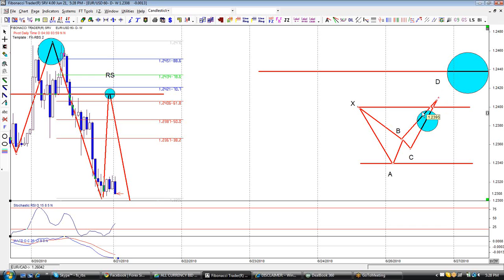Now, butterfly, some people call butterflies failed Gartleys. The butterfly will form this D above the X, and it has a few specific convergences that we need to follow in order for this pattern to be valid. Now, first, we pull a fib between the X and the A.